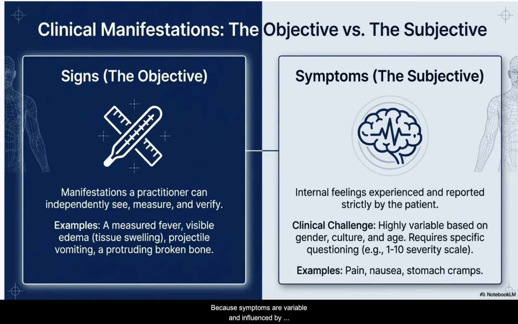Because symptoms are variable and influenced by culture or age, we often use tools like the 1 to 10 severity scale to quantify them. Because remember, in healthcare, we tend to quantify everything. We want to verify what the patient is saying so we can provide the care they need.